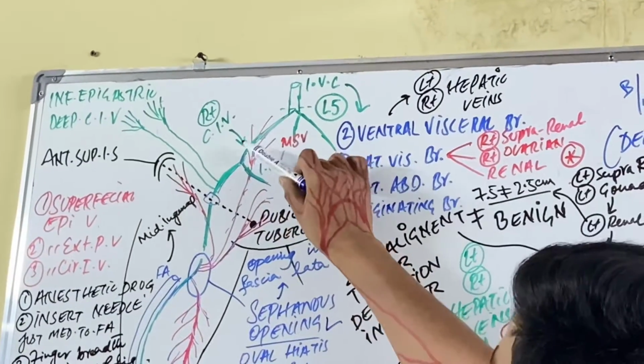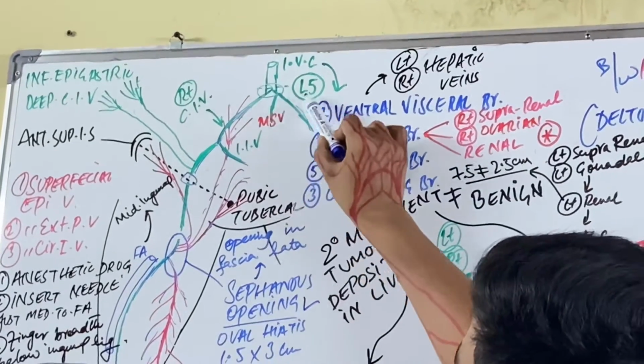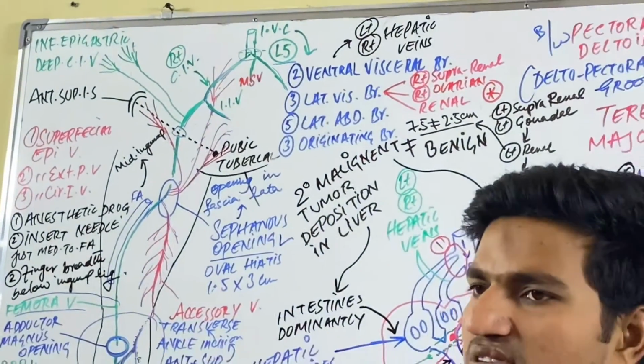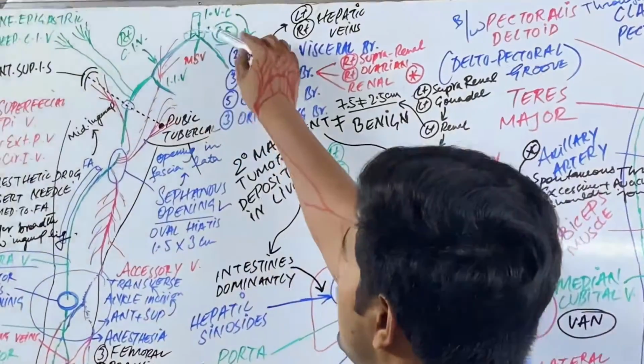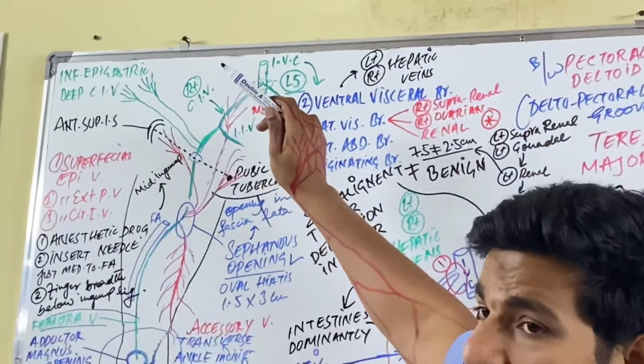This external iliac vein and internal iliac vein will then join together and make the common iliac vein. The right common iliac vein and left common iliac vein will join together at the level of lumbar vertebra 5. Then they make the inferior vena cava. Plus we have a median sacral artery, which is a terminal branch of the abdominal aorta.